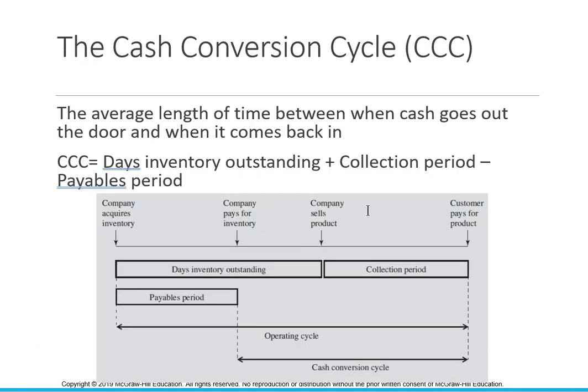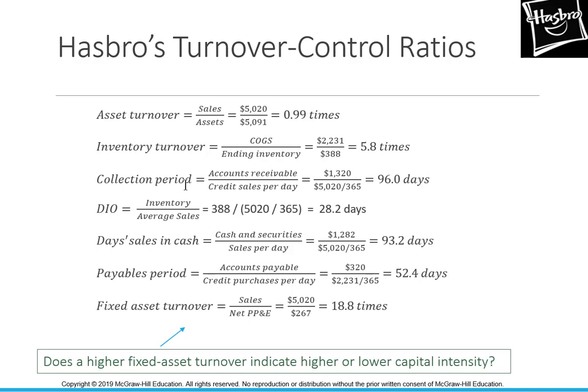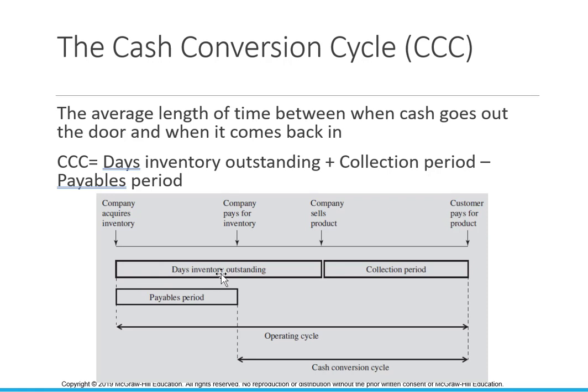So let's switch gears and talk about a set of these. The average length of time between when cash goes out the door and when cash comes back in the door. When you buy something, cash goes out the door. So that is when the company acquires inventory. Now, how long does that inventory sit on the shelf? And we said for Hasbro, 28.2 days.